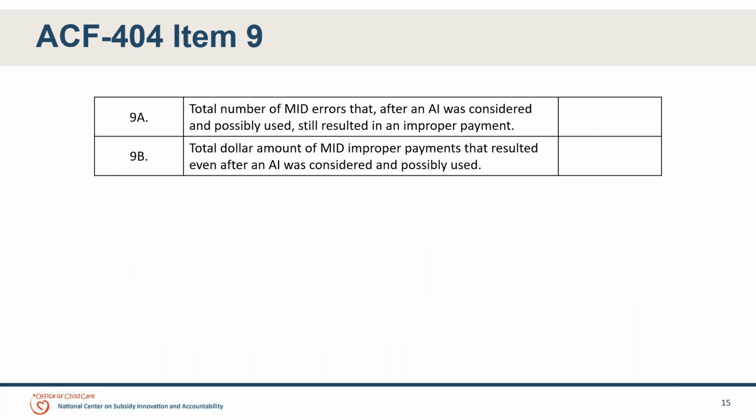9A asks for the total number of MID errors resulting in an improper payment that could not be mitigated. So this is actually just what you entered in 7A minus what you entered in 8A. This is kind of what is left over after any mitigation. And that's going to be calculated in the OLDC.